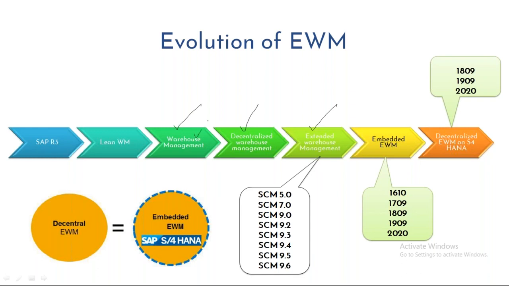I mean, it is not just an extension of WM. This is a completely different module, extended warehouse management, with different functionalities. Obviously, the core concept of receiving, shipping, storage will remain, but with additional functionalities such as I was explaining, right? Process oriented storage control. So processes like kitting, value added services, cross docking. So by introducing all these functionalities, SAP has released a different module called EWM, extended warehouse management.